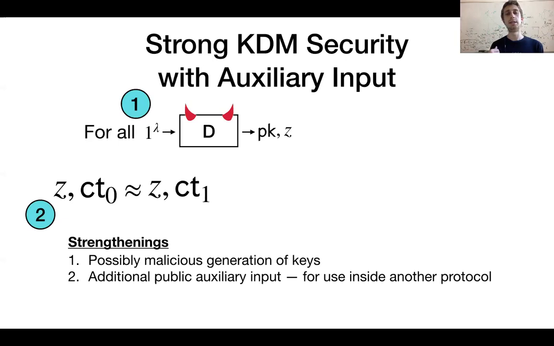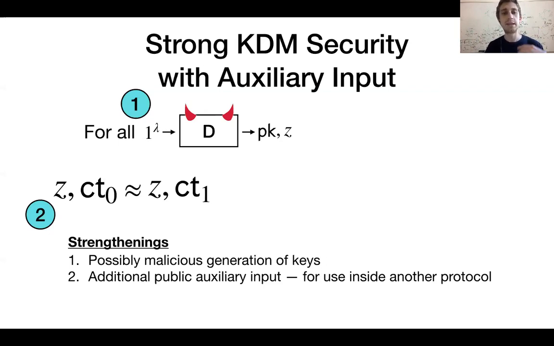Additionally, I'm going to let the distribution output public auxiliary input. And I'm going to require that even with this public auxiliary input, semantic security still holds. You can think of this auxiliary input as being used in a setting where some adversary is generating their own public key, and this is inside some other protocol, so you need security to hold even within the context of some greater protocol.